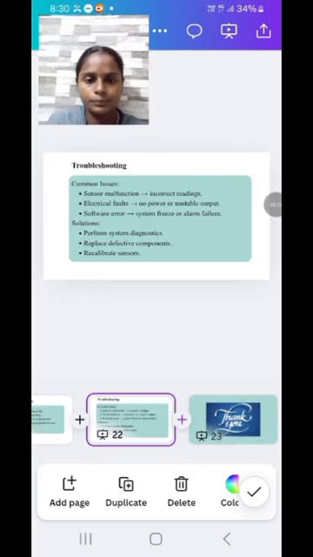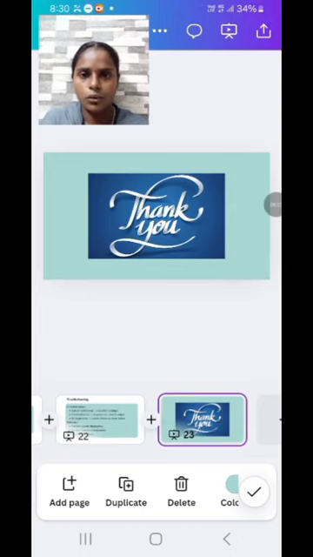recalibrate the sensor. Thank you so much.